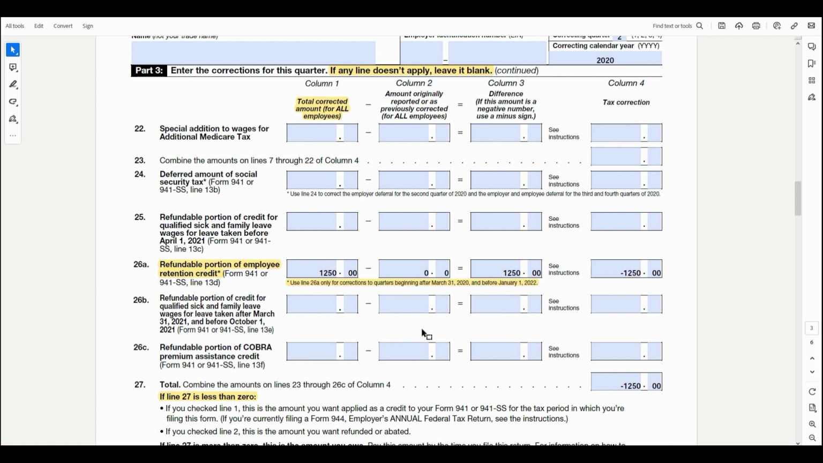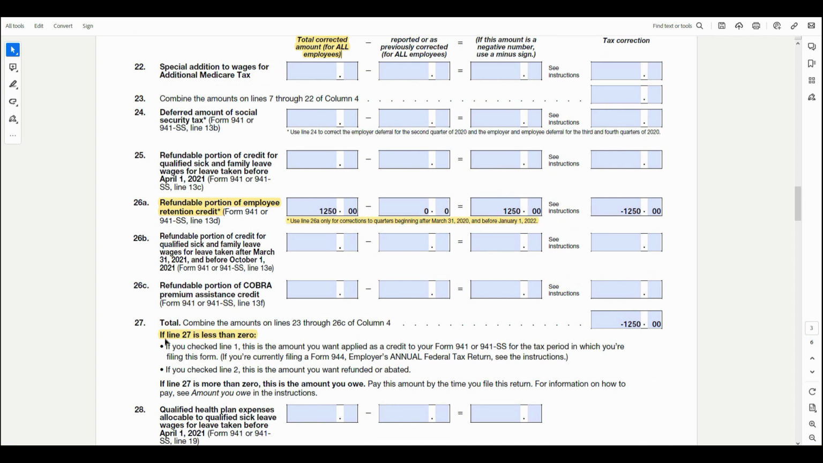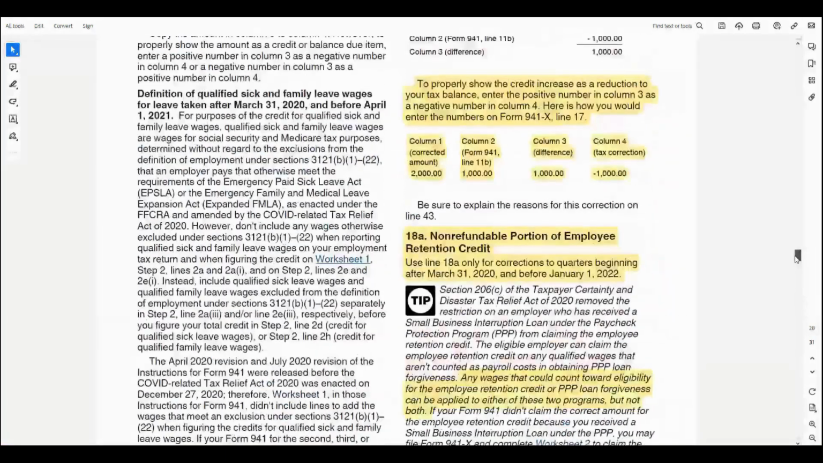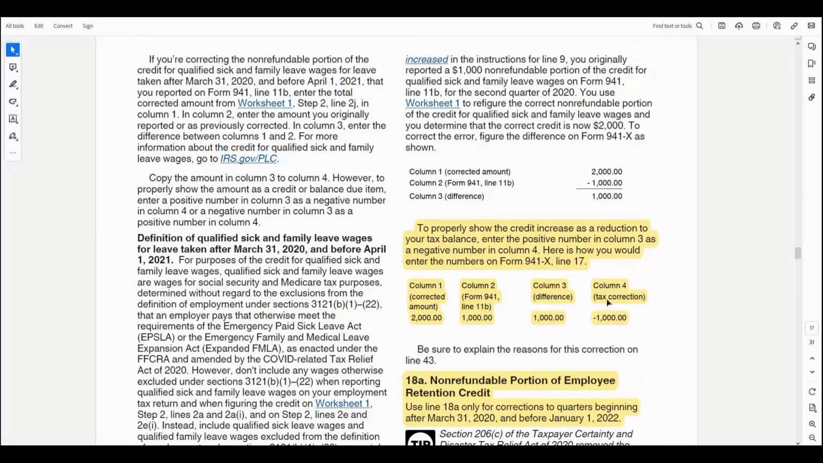And I think it was here. If line 27 is 0, this one you want to apply a credit to the form 941, and it tells you that you should go to the instructions. So let me go to the relevant section. Here we have the instructions when you have a negative amount. To properly show the credit increase as a reduction to your tax balance, enter the positive number in column 3 as a negative number in column 4.